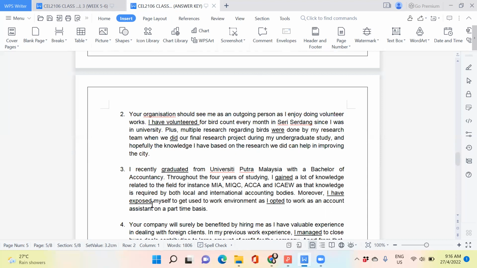Kenapa I use present perfect tense and not simple past tense? Okay, understand the context of the situation. Okay, on a part-time basis. That means this is ongoing today. Dia masih lagi bekerja part-time. Alright, so that means this is an ongoing process, exposing himself to get used to work environment. Okay, alright. As I opted. This is a decision made some time ago. So you cakap past tense. Alright. Okay, next.